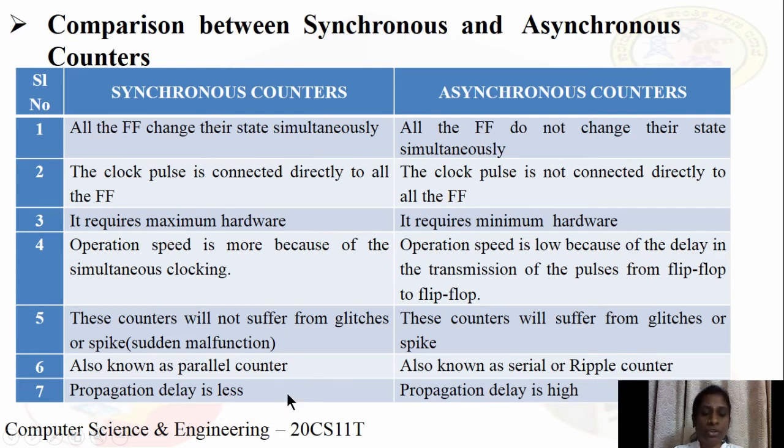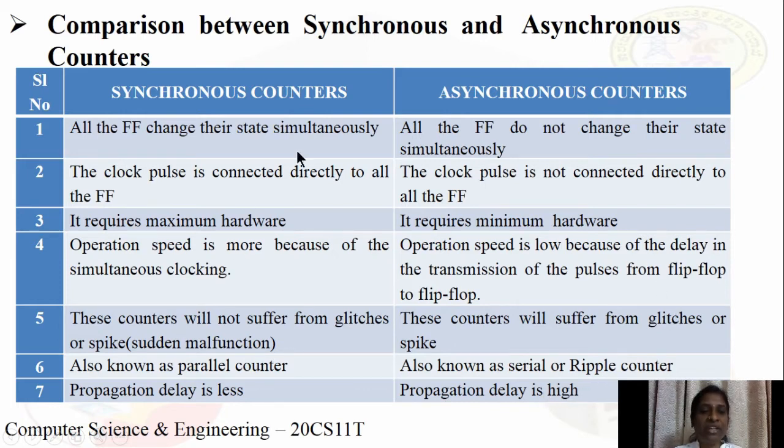Then, synchronous counters have very little propagation delay. That means the transmission delay is very small in synchronous counters because the clock pulse is connected directly to all the flip-flops. So, propagation delay is less in synchronous counters. In asynchronous counters, the clock pulse is not connected directly to all the flip-flops. Because of that, propagation delay is high. That is, transmission delay is high in asynchronous counters.